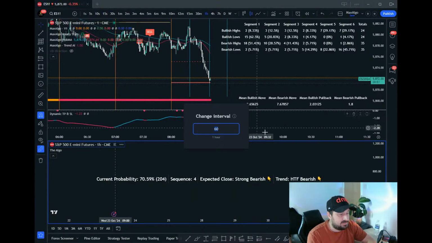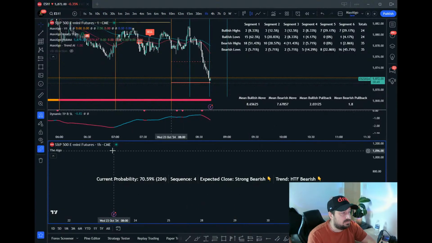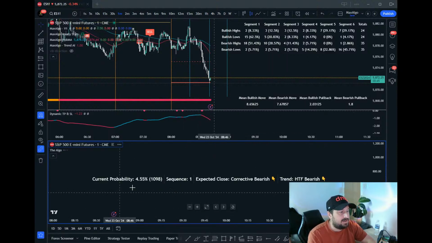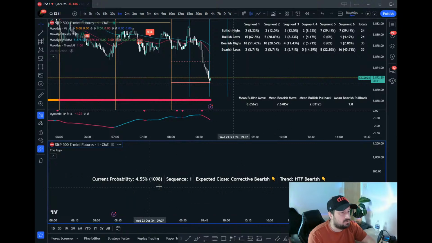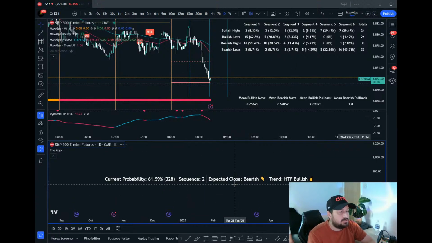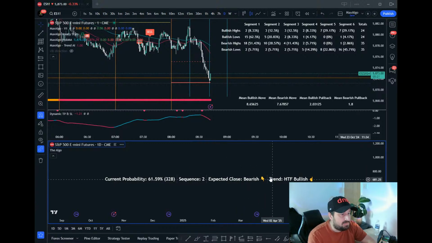Obviously, we can put it down to 1 minute, and that's going to show us the next minute and the expected candle for the minute. It's corrective bearish, so we're expecting it to close bullish, which is this candle here. We can put it up to the daily and see what we currently have. So we're in a higher time frame bullish with a current bearish.